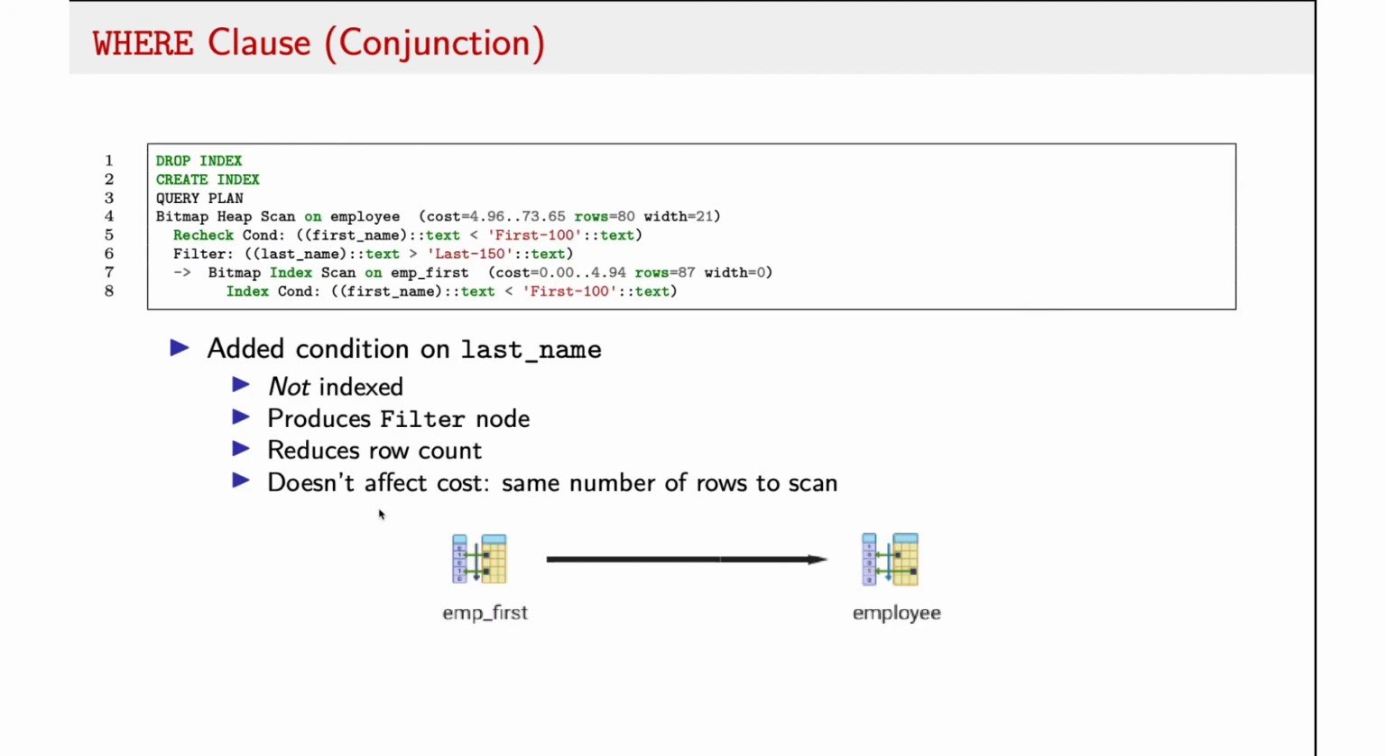So here's the plan. It comes back and says basically that we have, again, starting from kind of the inside out, first of all, we're going to do pretty much exactly what we did in the previous example, right? I've got a bitmap index scan.